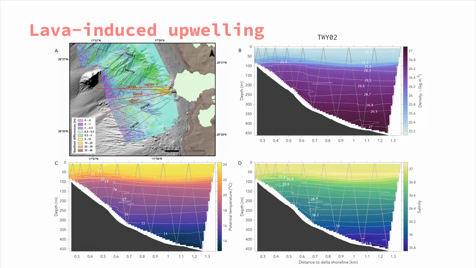As you can see, there are colors that are more orange and red. That's where the lava delta was spreading underwater. And exactly on top of that is where we saw the upwelling effect, which makes sense because that's where the water is being heated.